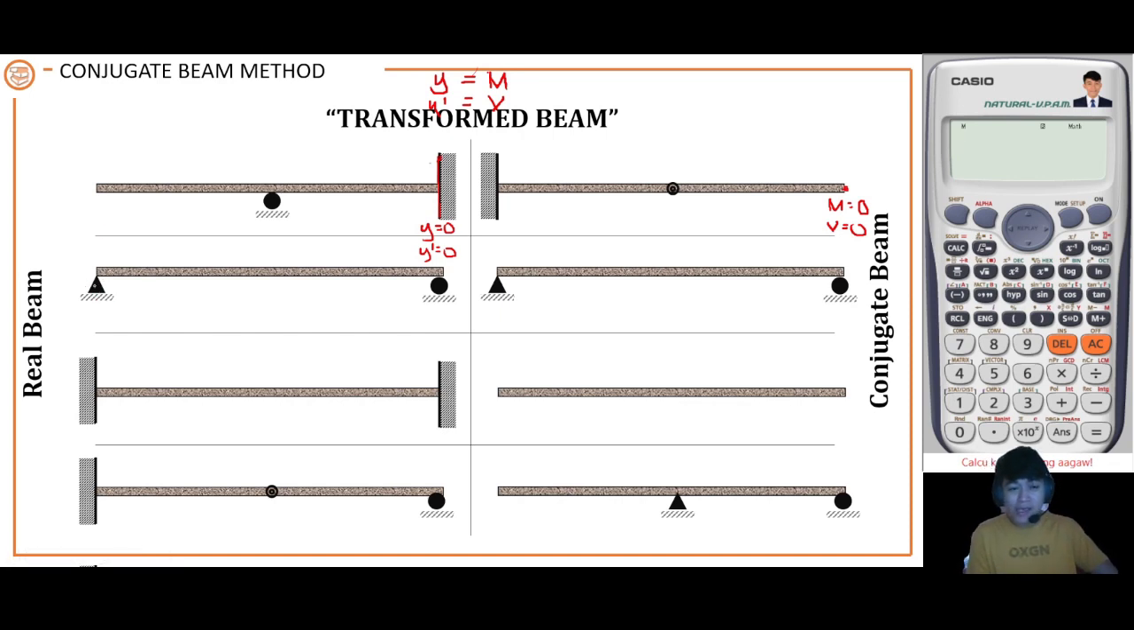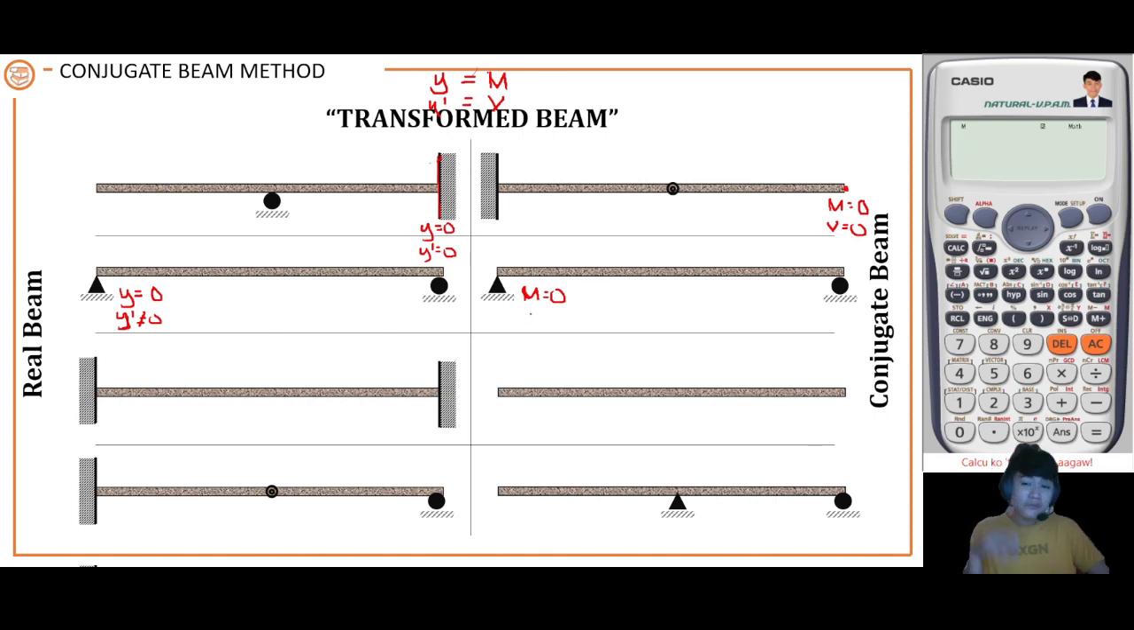Now, for a pin support, your y at that point, the value of the deflection at that point, is equal to 0. Now, if you look at the equivalent conjugate beam, the moment there is equal to 0. Okay? How about the slope? Obviously, the slope of that hinge is not equal to 0. Y prime is not equal to 0.